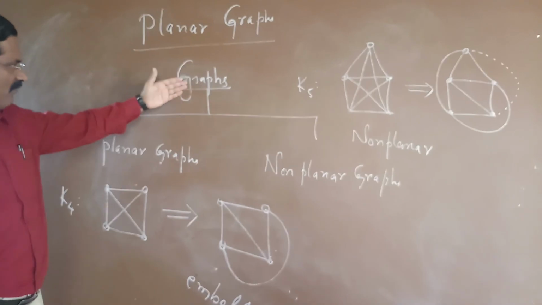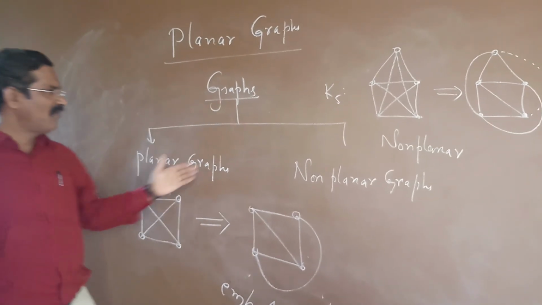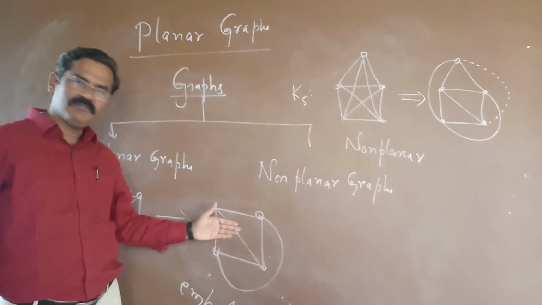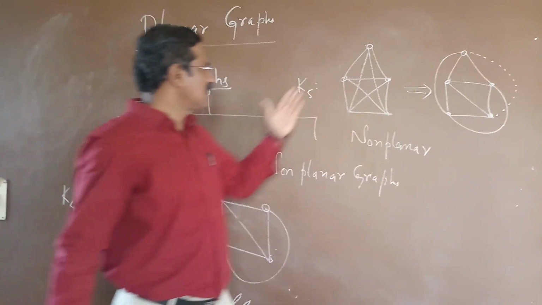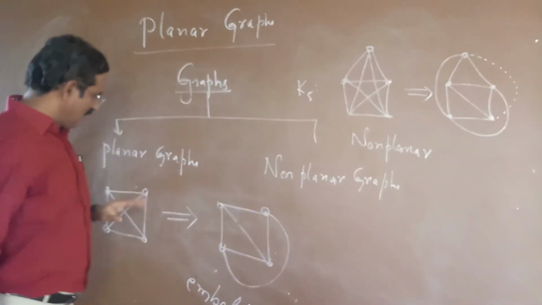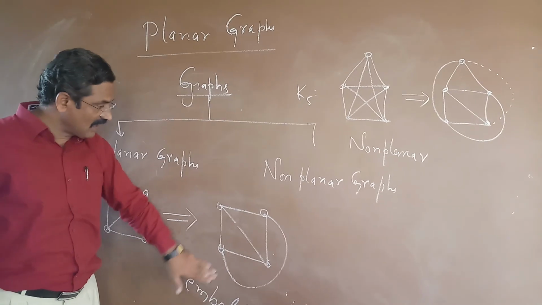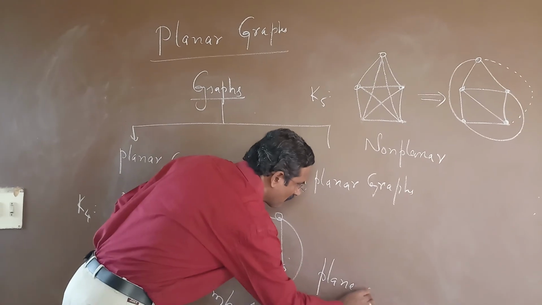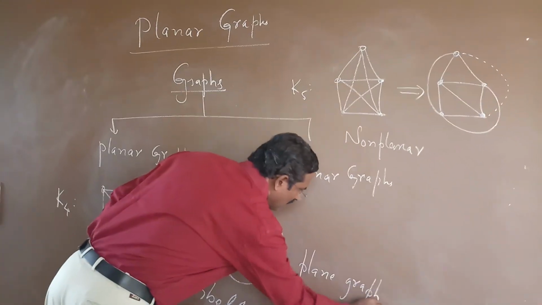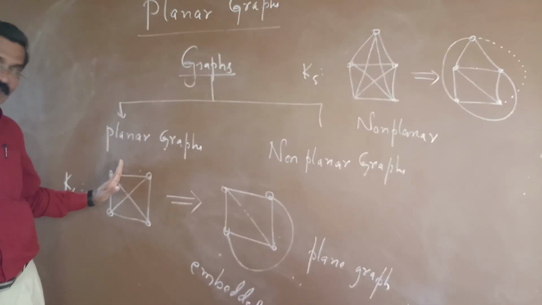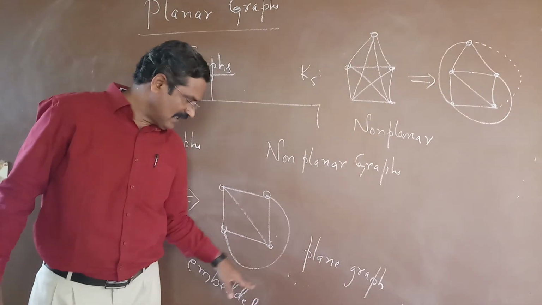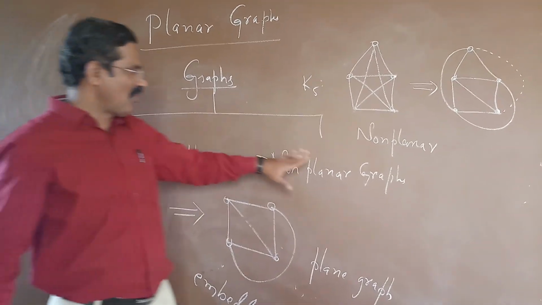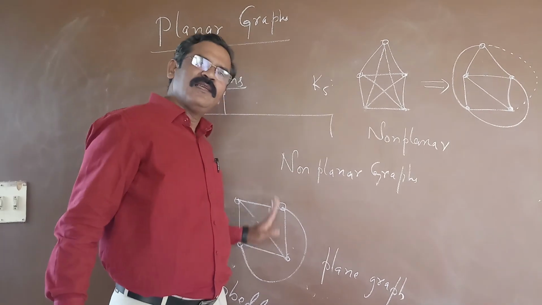So this is how the graph can be either planar or non-planar. When it is embedded on the plane, it is called planar. Otherwise, it is non-planar. Once a planar graph is embedded on the plane, then this graph is called a plane graph. So this is about the planar graph, non-planar graphs, and a plane graph.